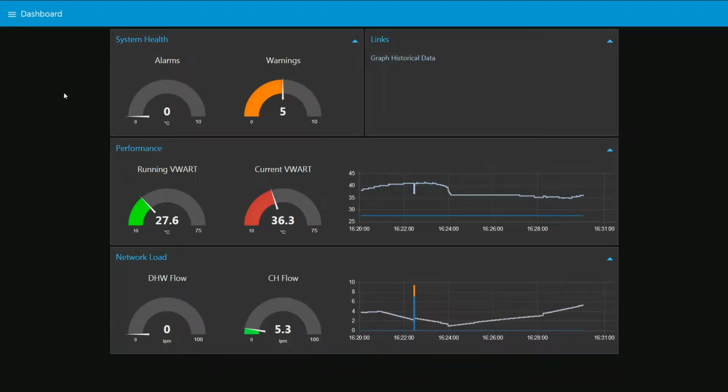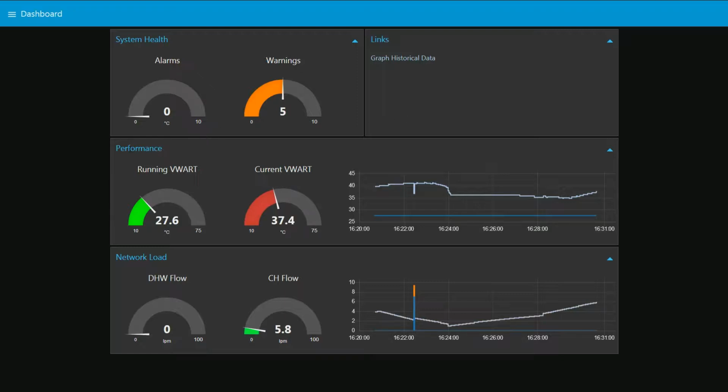The dashboard gives us an overview of what's going on in the development with second by second accuracy. We have a panel that gives us a view of the system health, broken down into alarms and warnings. So these are things that require urgent attention, and warnings which should be attended to fairly soon before they turn into bigger problems. We have a link to historical data, so we can look back over what's gone on in the past.